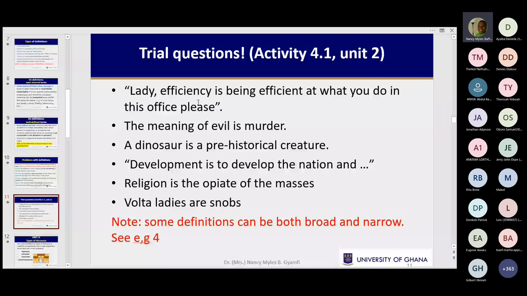The meaning of evil is murder. You are telling me if I don't know evil, I should look at murder. What crime is there? You can unmute and answer in chorus and then mute again. The meaning of evil is murder. What crime is there? How would you diagnose it? Narrow or broad or secular?